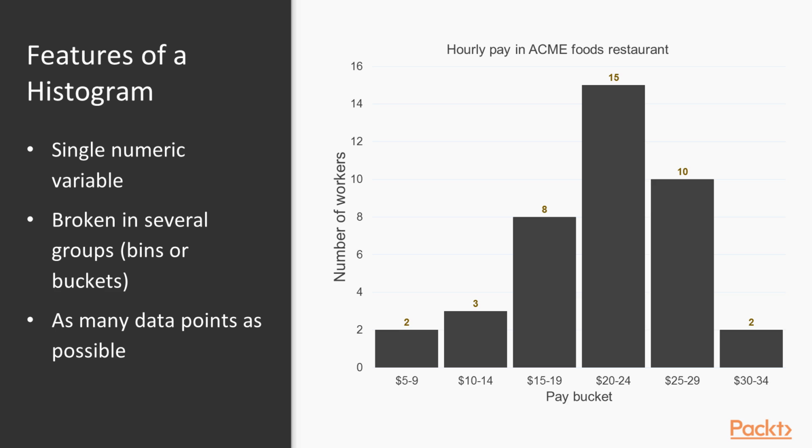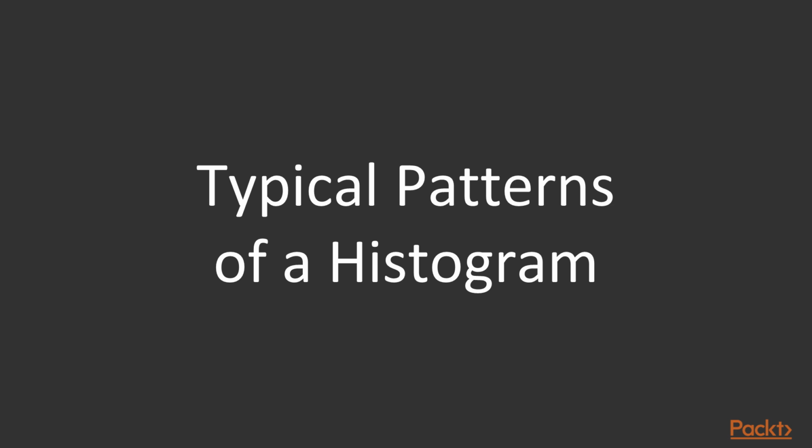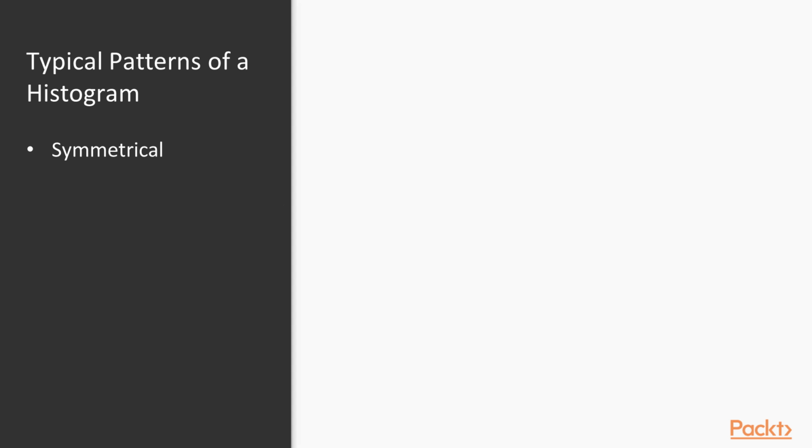And then another feature of a histogram is that it actually works with as many data points as possible. And here there is virtually no limit. There are histograms with thousands or even 100,000 of data points all grouped into bins as needed. The main feature of a histogram is that it shows patterns and structure in our numerical data. And what are the typical patterns that a real-life dataset can show us on the histogram? Well, there are several of them.